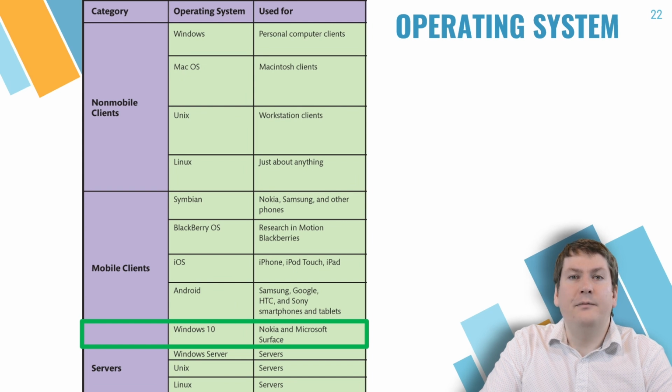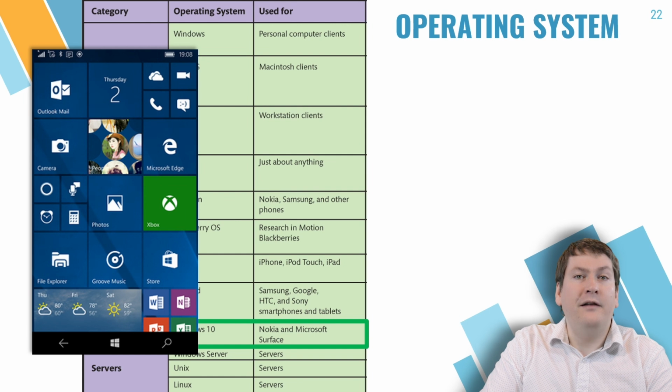The last mobile OS to mention is Windows 10 Mobile. This is a version of Microsoft's Windows OS targeted at smartphones and tablets. Fortunately, it's failed to achieve any significant degree of market share and is now being discontinued by Microsoft.